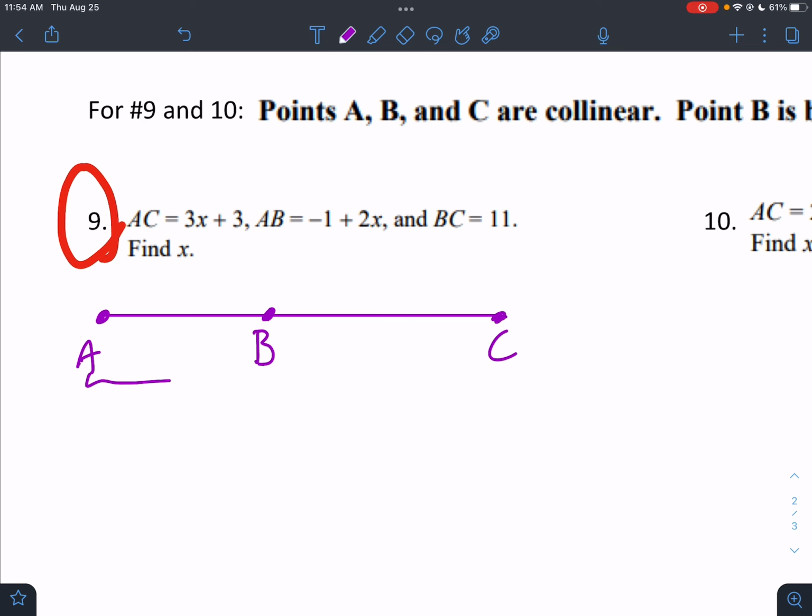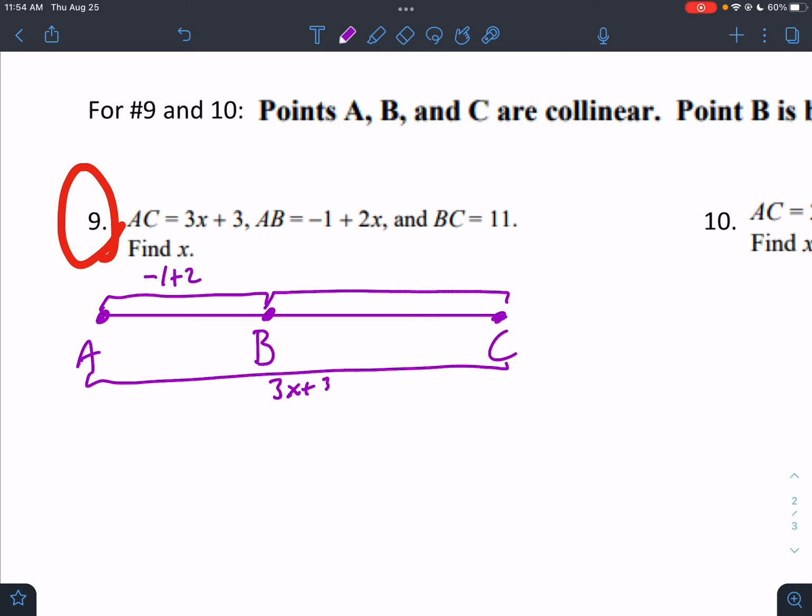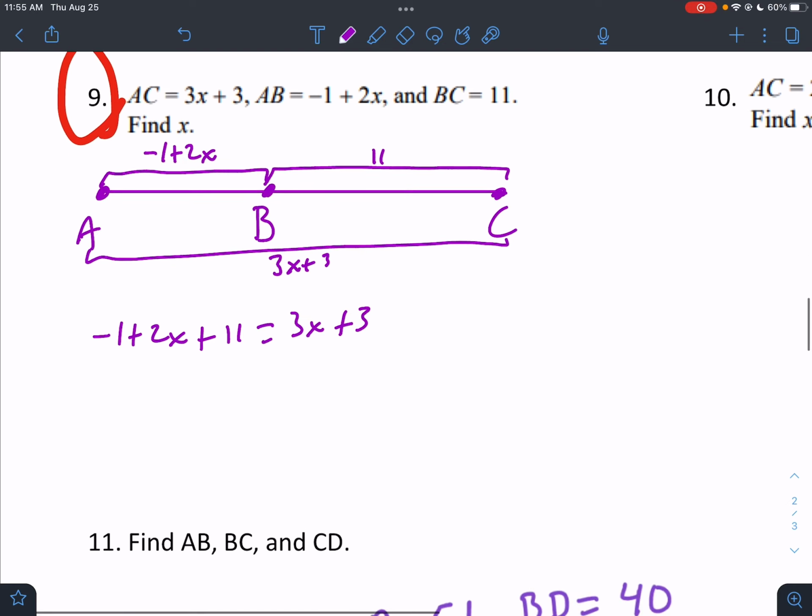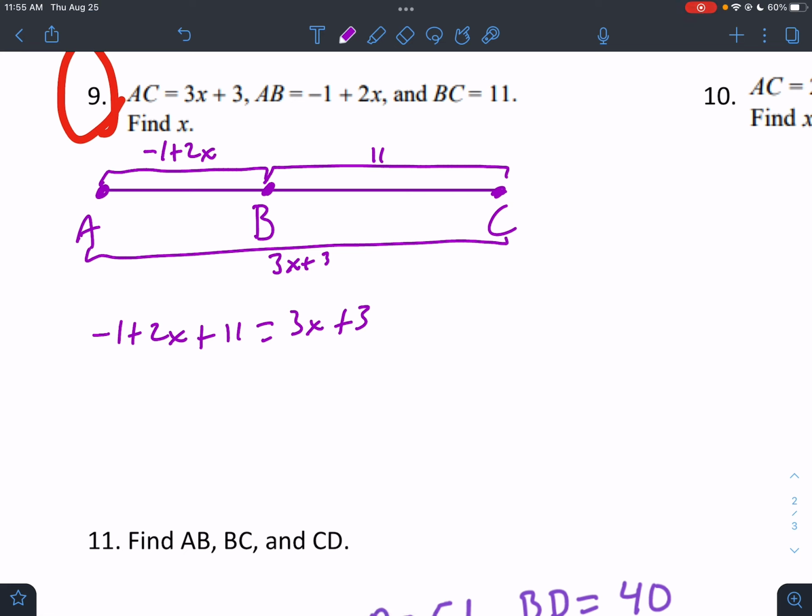They give us AC. They give us AB. And they give us BC. Very much like the last time. So AC, the whole thing is 3x plus 3. AB is -1 plus 2x, and BC is 11. So I'm going to do part plus part, -1 plus 2x plus 11. Those two parts have to add up to the whole thing. That's my setup.